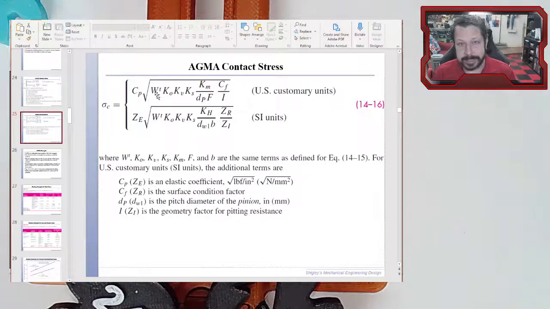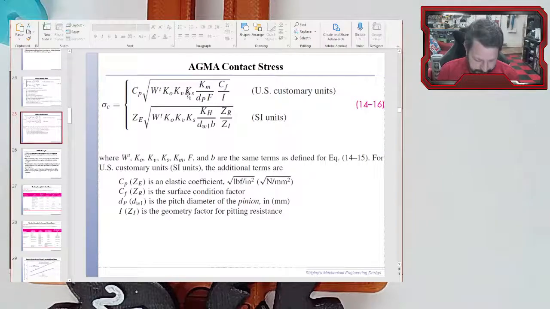In fact, you can see some of these same things. The WT, that's the exact same as it was before. That's the tangential force, so there's no difference there. K naught, or well, K zero. It's not a zero. It's a KO, where it's overload. You've got the velocity factor. You've got this size factor that we didn't really know what to do with last time. We didn't have any indication to do anything there, so we left it at 1. You've got the Km value that is going to be the same as it was before. That's the one that takes a long time to calculate.